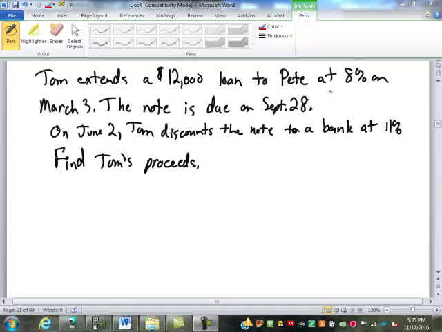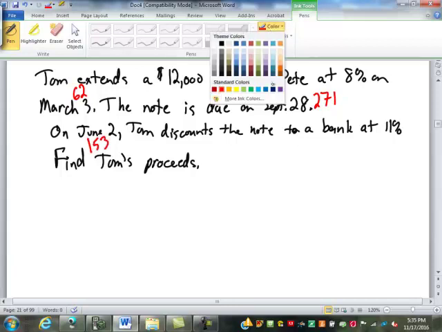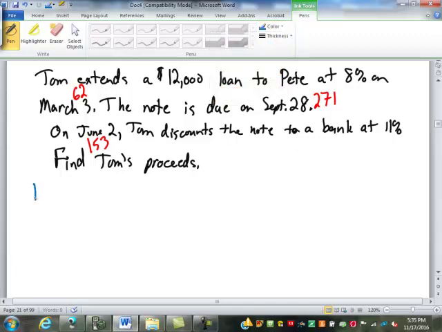So for this problem, the first thing we need to do is find the days. Looking it up, March 3rd is what day on the chart? 62. September 28th? 271. And June 2nd? 153. So the first thing we always have to do is find the maturity value of the original note.